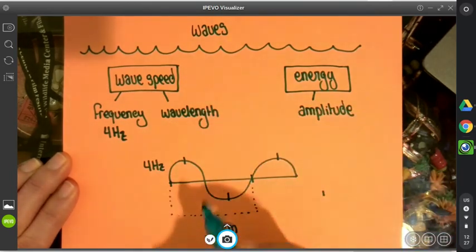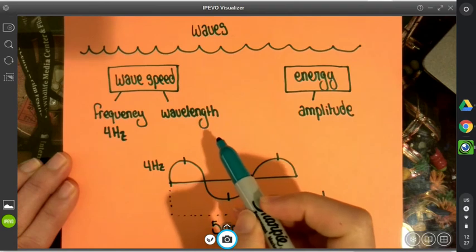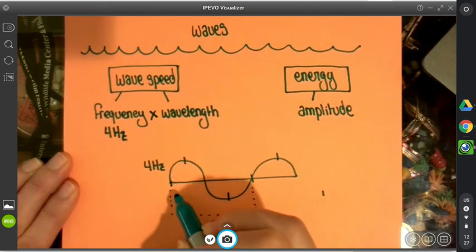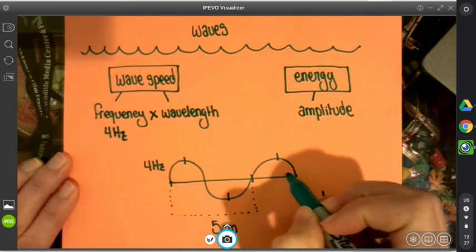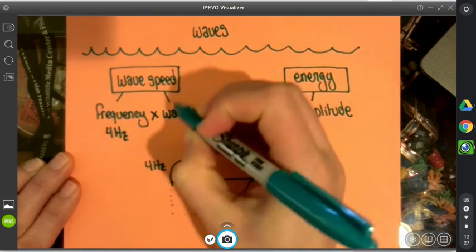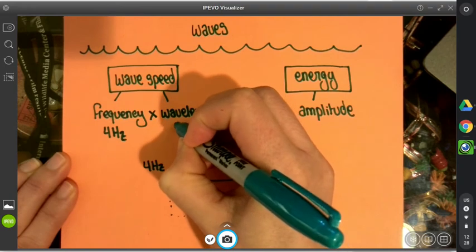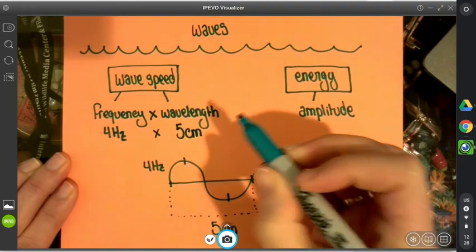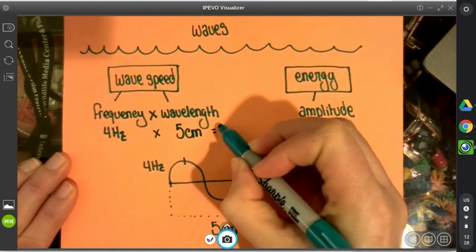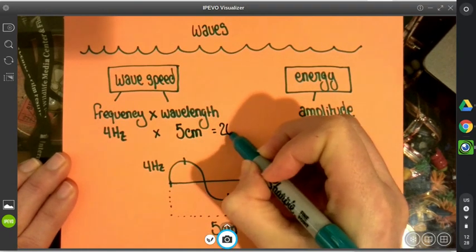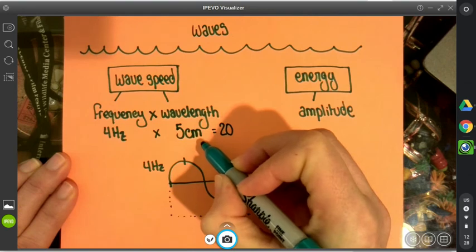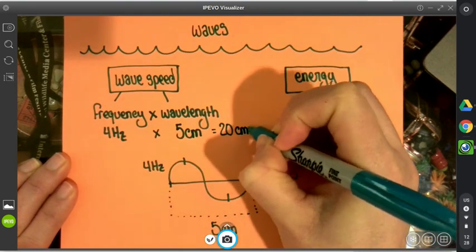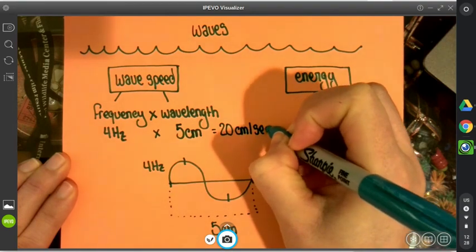Okay, so if wave speed is how fast or slow it goes, then it's the frequency times the wavelength, because it's how smushed together it is versus how long it is. So you multiply those and you're going to get 20. And even though it says hertz times centimeters, when we refer to wave speed, we refer to them as centimeters per second.